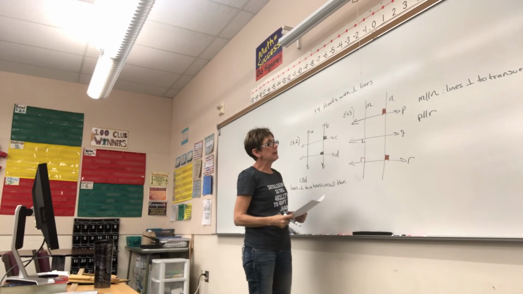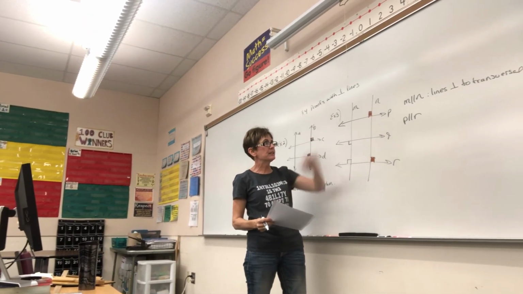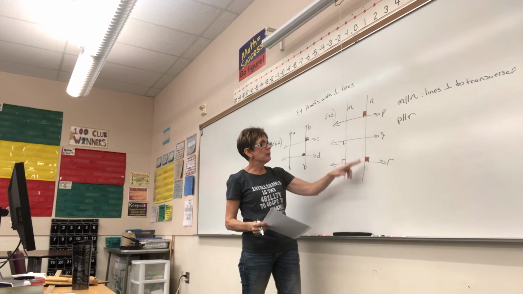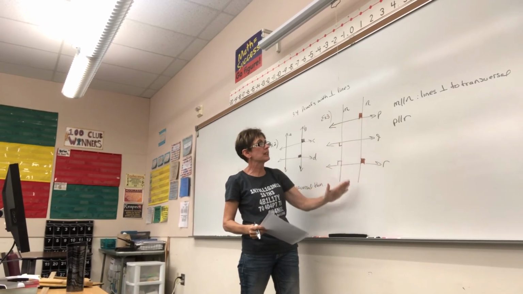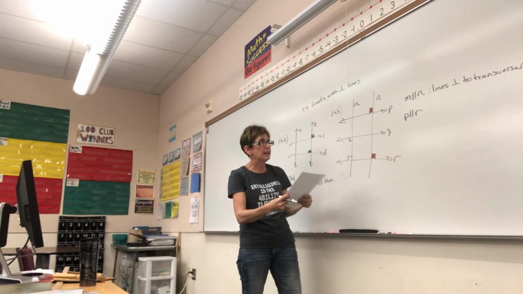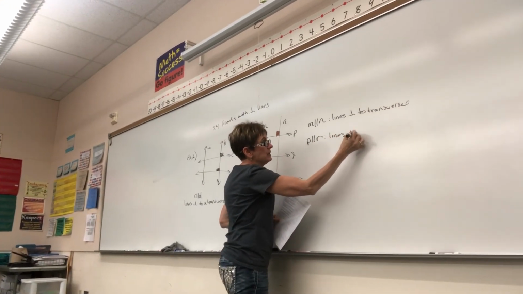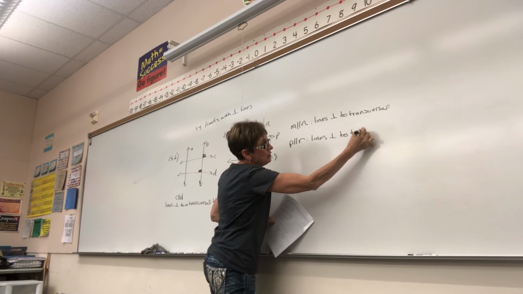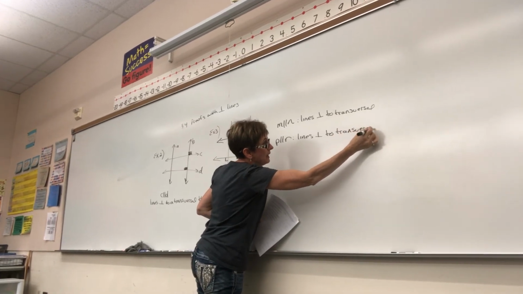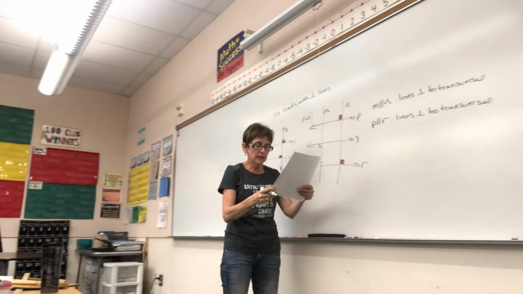So P would be parallel to R for the same reason we just used, because they're both perpendicular to the same transversal. They're both perpendicular to N. So again, we would say lines perpendicular to transversal. You can put the word theorem after that, but you don't really need to. Okay, so we've got that.